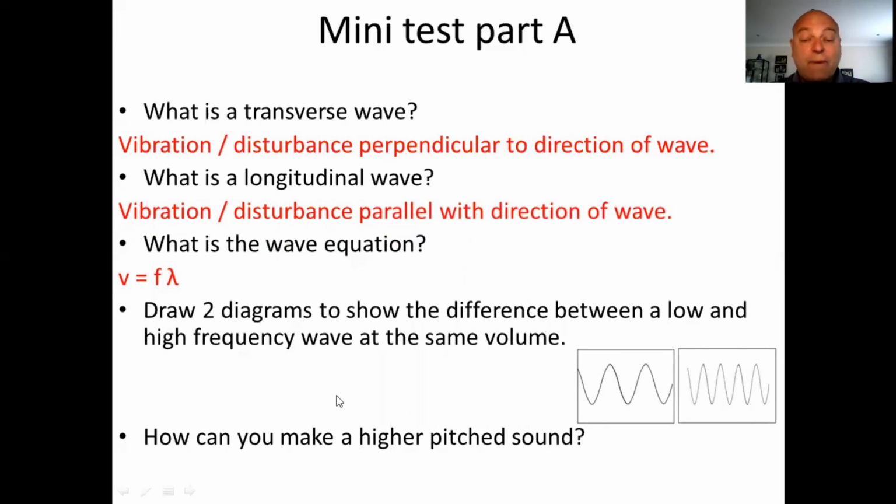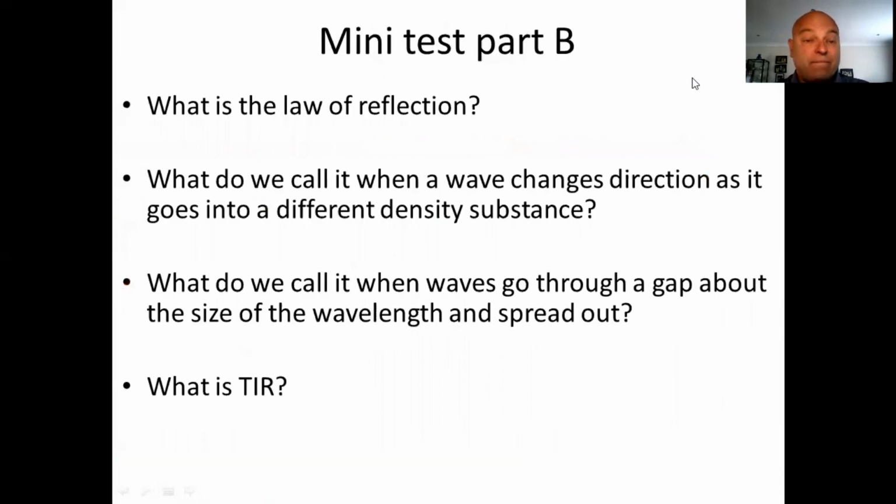And how can you make a higher pitch sound? Well, whatever's making the sound, you get it to increase its speed of vibration, get to vibrate backwards and forwards quicker. You remember we did that with the elastic bands and the rulers, etc. You got all those right? Well done. Let's move on to mini test part B.